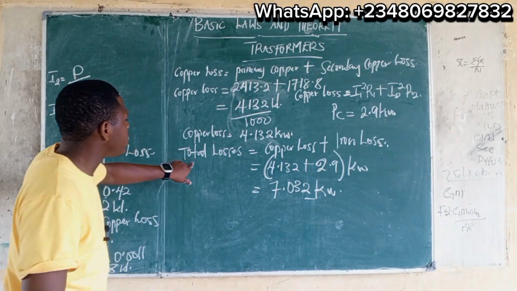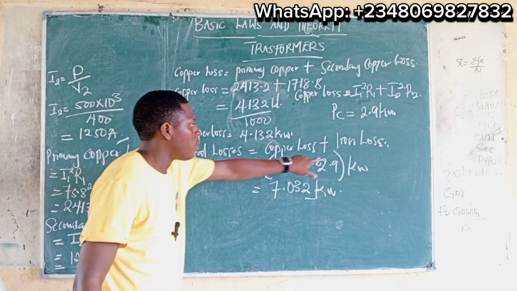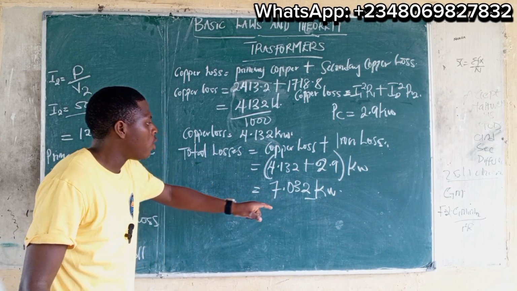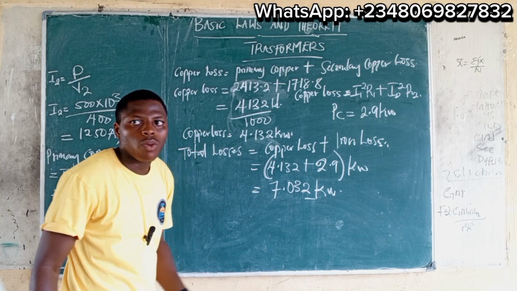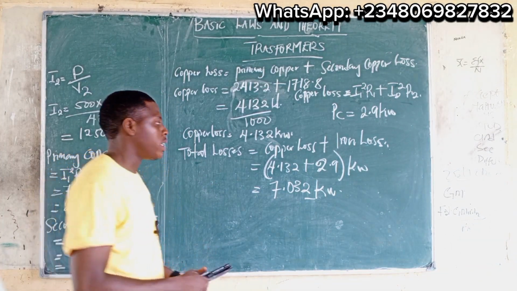We succeeded in getting our total loss, where we looked for copper loss and iron loss. We added both of them and we arrived at our total loss to be 7.032 kilowatts. Now the next thing that should come to your mind is, how do we calculate the efficiency?